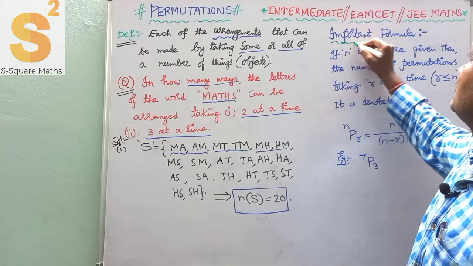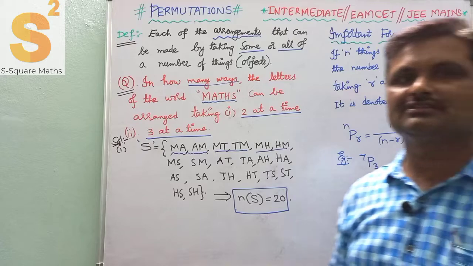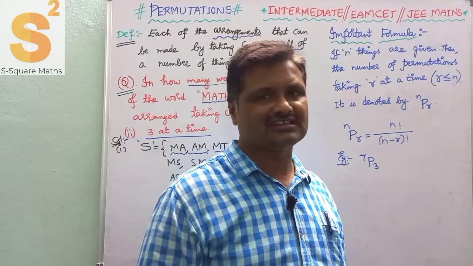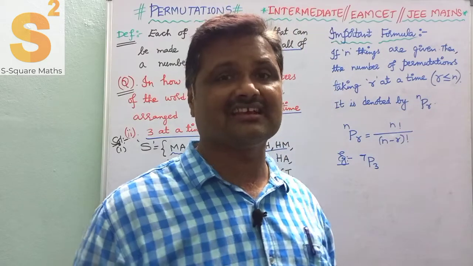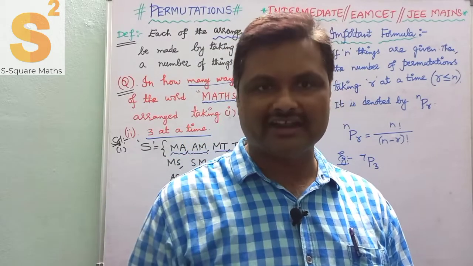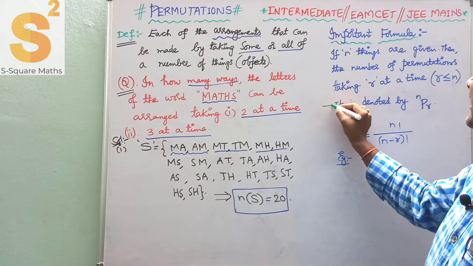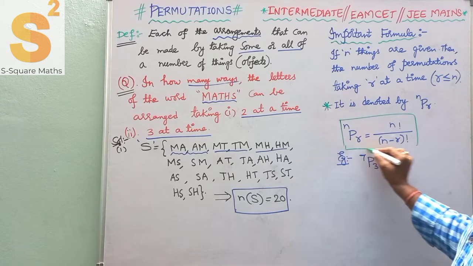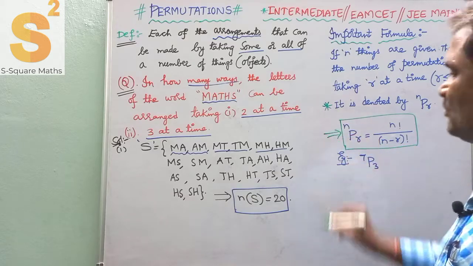If you are given n things or n objects, then the number of permutations taking r at a time, where the condition is that r is less than or equal to n, so it can be equal to n or less than n but it doesn't exceed n, is denoted by nPr, and it is given by nPr equals n factorial by (n minus r) factorial. So this plays an important role.